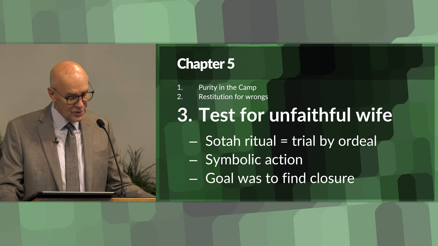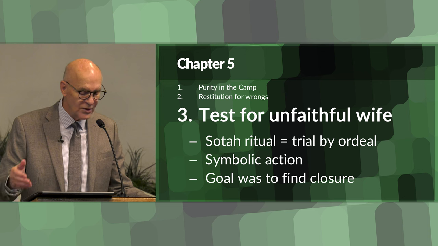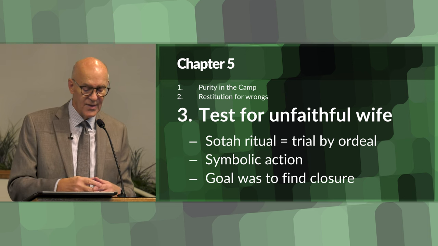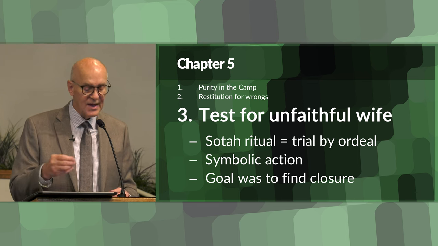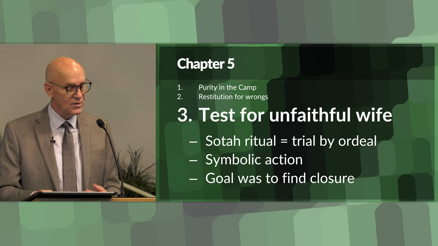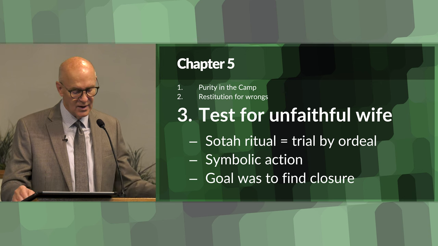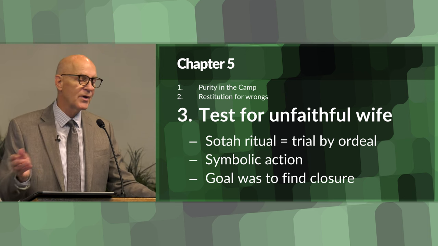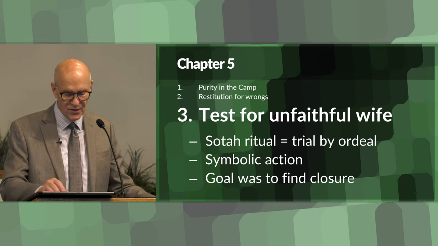And so this ritual involved several symbolic actions, including the woman drinking a concoction made up of holy water that was mixed with dust from the tabernacle floor and the ink from a curse that was written by a priest. And so the nature of the ritual, whether it actually determined guilt or was merely a method to seek closure, has been interpreted in various ways.